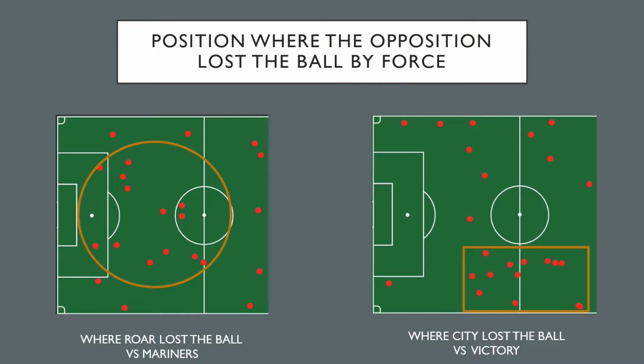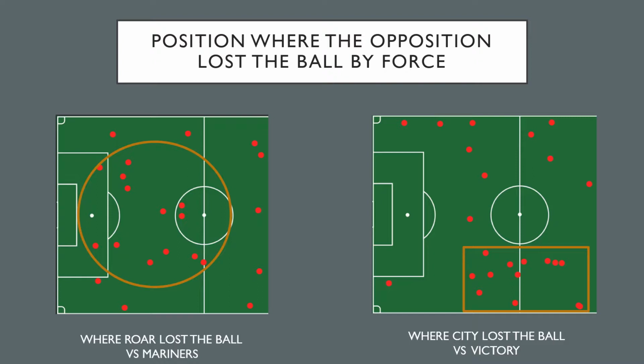So you can see on these pictures, the orange circle on the Mariners' side shows the majority of where the opposition lost the ball, and it's quite central and covers most of the length of the defending half. Whereas compared to the orange rectangle on the Victory side, it's on the right channel and all in about the middle third of the pitch. Interestingly, in both orange zones, there are 13 lost possessions, which provides a really good understanding of where each team mainly won possession back in comparison to each other.